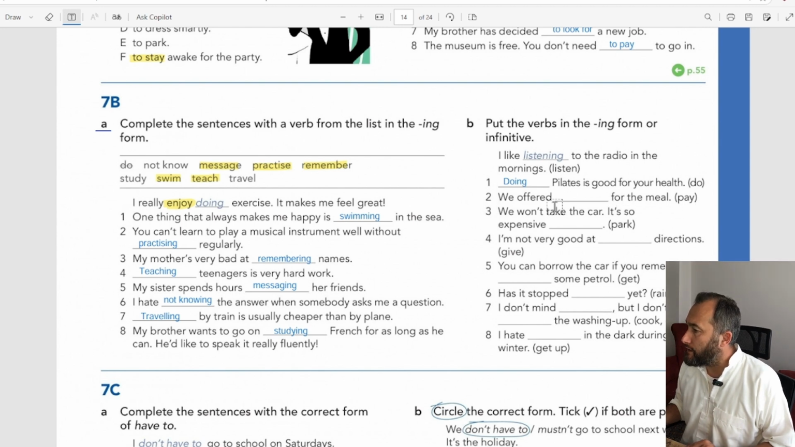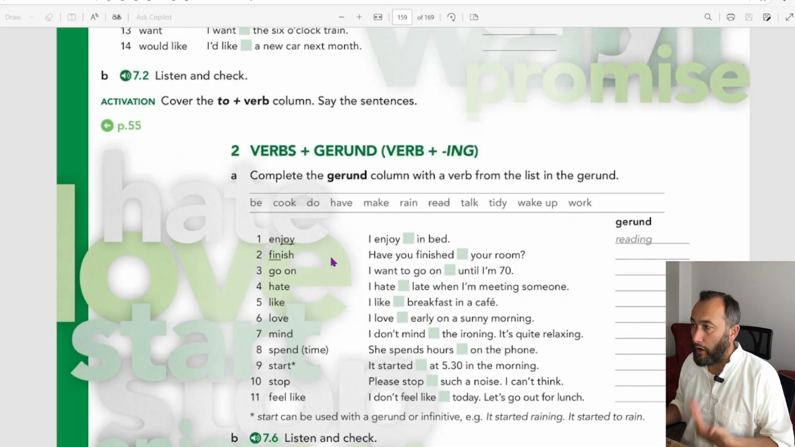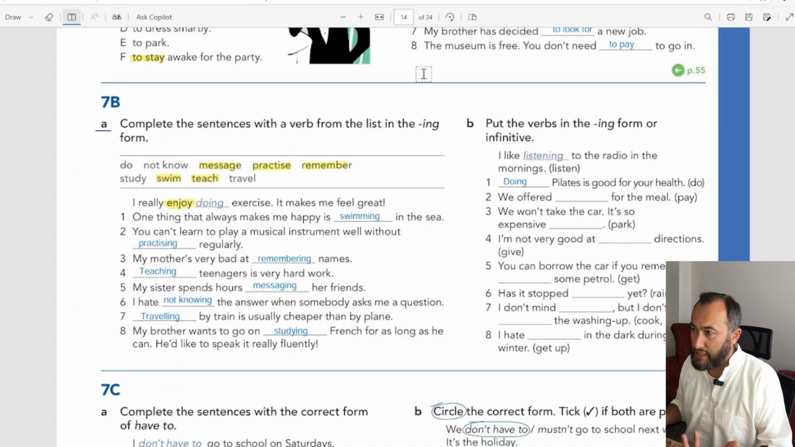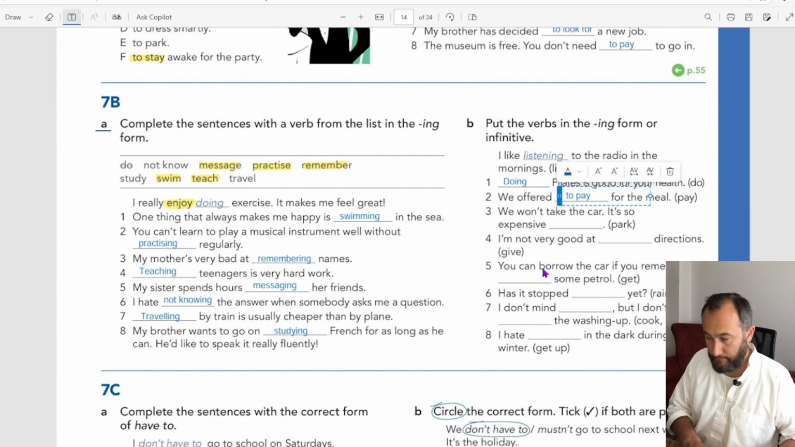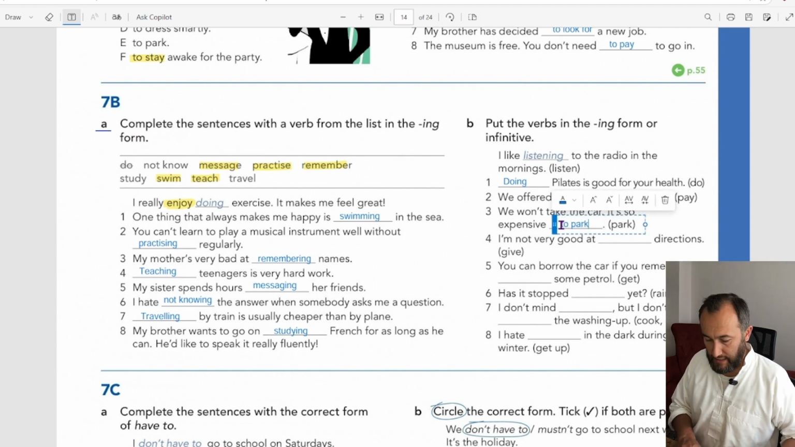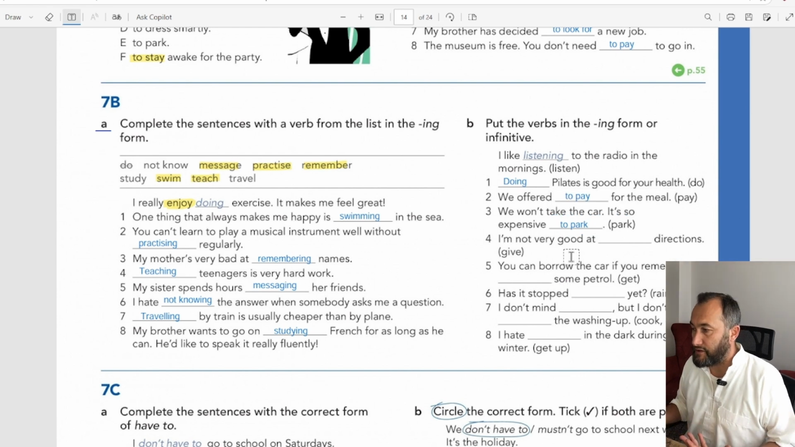Number 2, we offered for the meal. We offer. This is from the 7a rules. Offer is a verb which requires to plus infinitive, as you can see, number 6. So that's why we're going to use we offered to pay. Number 3, we won't take the car. It's so expensive. Expensive is an adjective. After an adjective, we must use to plus infinitive. So it's so expensive to park.